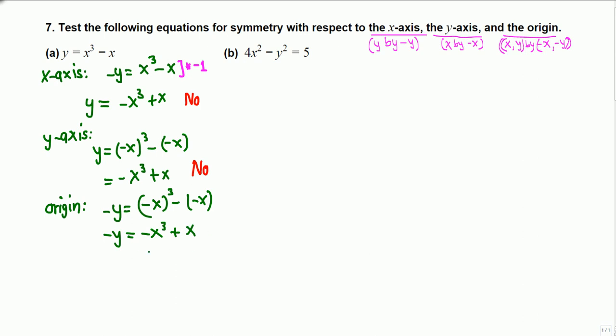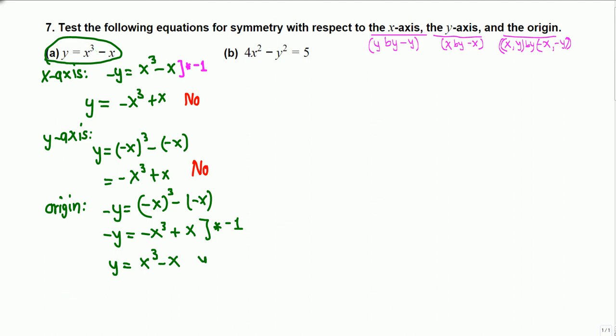To check if this is the original equation, we have negative y on the left side. Let's multiply by negative 1 to get rid of this negative. We could have divided by negative 1 as well. Negative 1 times negative y is just y. Negative 1 times negative x cubed is positive x cubed, and negative 1 times x is negative x. And this is the original equation, y equals x cubed minus x. So yes, this equation has origin symmetry.